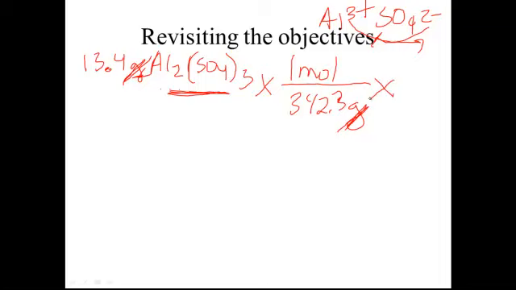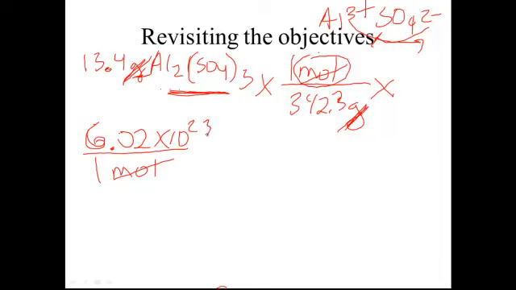Now I'm going to continue. I'm going to jump down here just because I'm out of room. Now I want moles to cancel. Moles are on top, so I'm going to put 1 mole on the bottom. Moles are going to cancel. And I'm going to get 6.02 times 10 to the 23rd. And that's going to be molecules of Al2(SO4)3. And now that I have molecules, now I can do my last step where I'm going to go from molecules to atoms. So the question was, how many oxygen atoms are there?